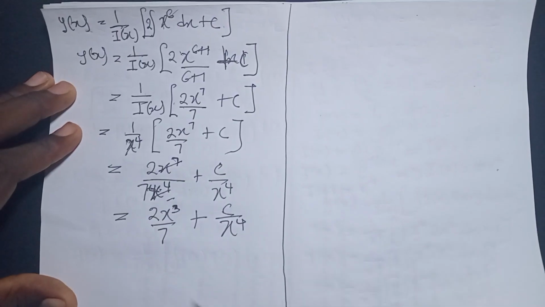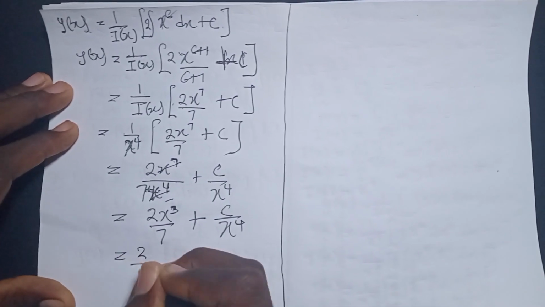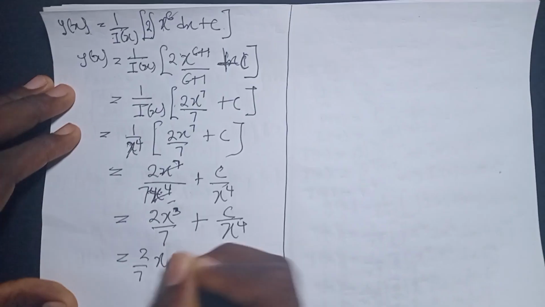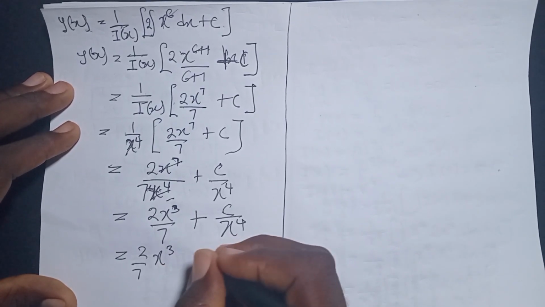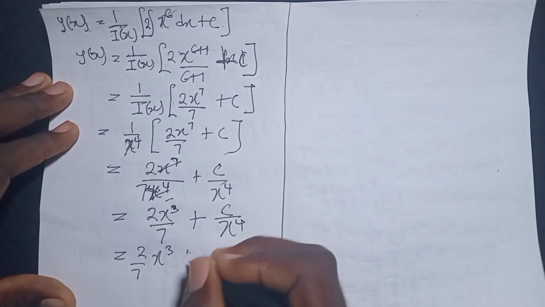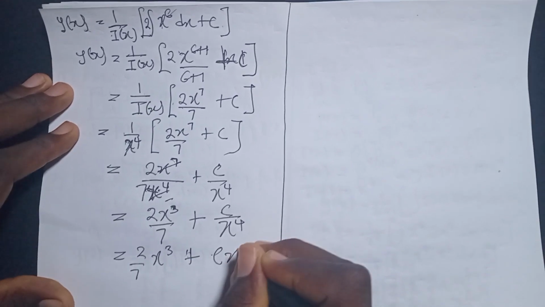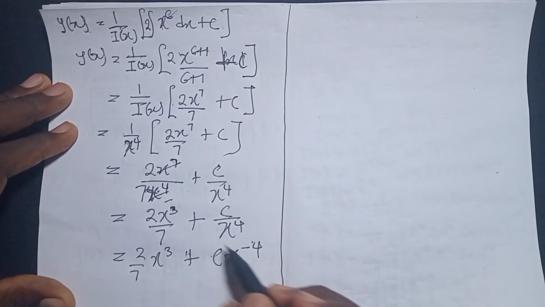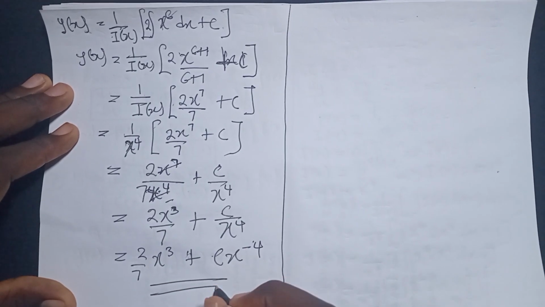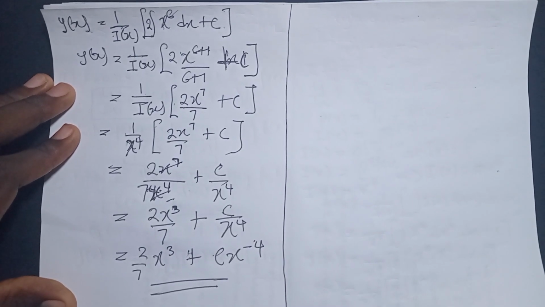4. So this is the same thing as 2 over 7 x raised to the power what? X raised to the power 3 plus c x raised to the power what? Minus 4. If you use the law of indices, you understand this. So this is our answer. This is how to solve ordinary differential what? Equation, linear form.